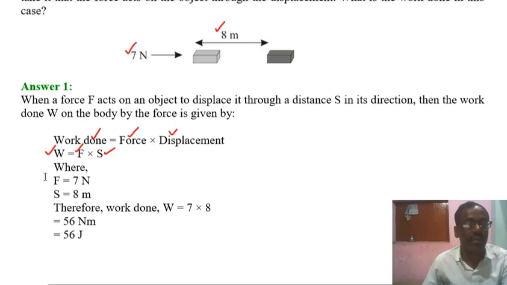From the question it is clear that F equal to 7 Newton and S equal to 8 meter. Now putting the value of F and S here, work done W equal to 7 into 8, and this will be 56 Newton meter, and the SI unit of work is also joule, so we can write 56 joule. So this is the numerical solution of question number 1. Hope that there is no problem to understand. Let's see question number 2.